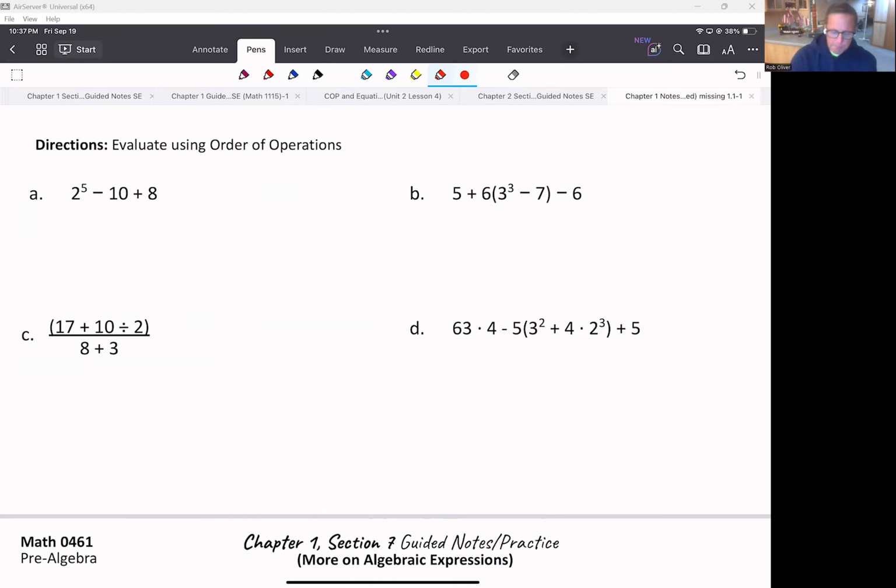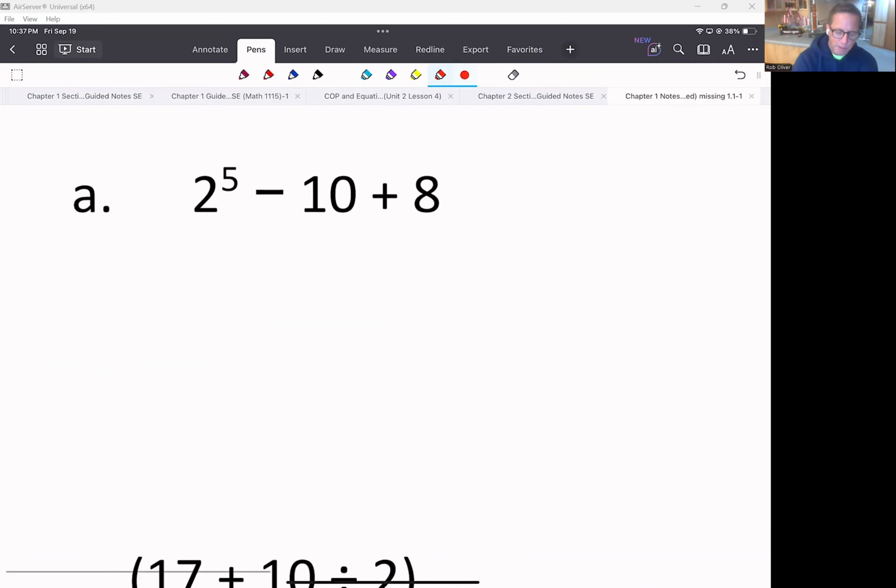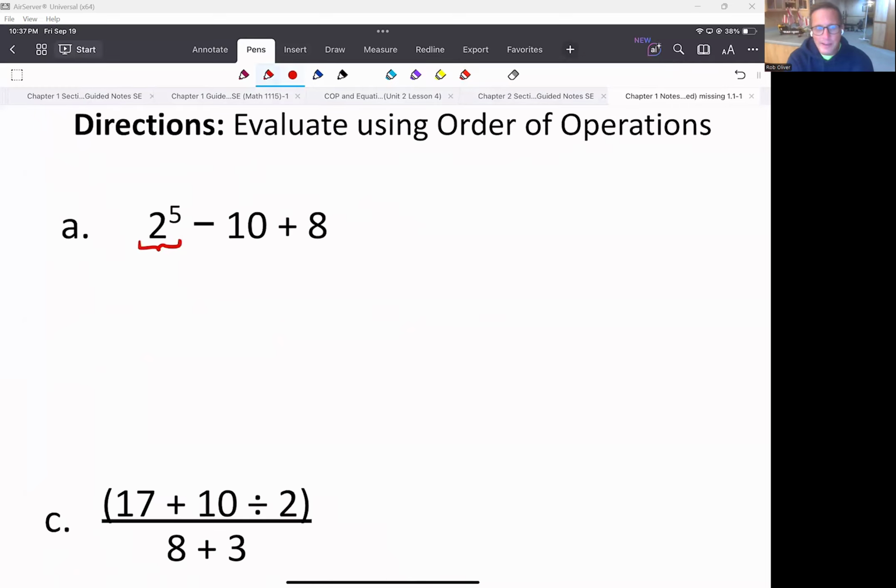So with example A, let's just do that one. The first thing we want to do is exponents. That's it. So 2 to the 5th power. That's not 10. That's 2 times 2 times 2 times 2 times 2, which is 32. Okay? So that is 32.